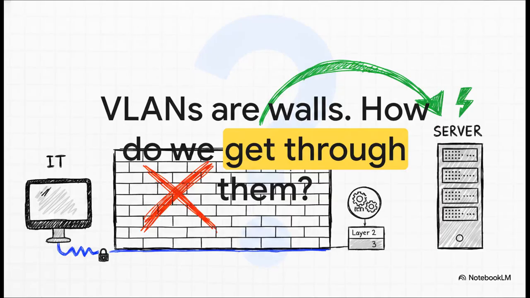Which leaves us with one massive, lingering question to ponder. By implementing VLANs, we've basically built perfect, soundproof walls around our different departments. But what happens when a PC in the IT VLAN legitimately needs to configure a server over in the server VLAN? We've engineered this brilliant system where they absolutely cannot talk to each other. VLANs are walls. So how do we get through the wall?